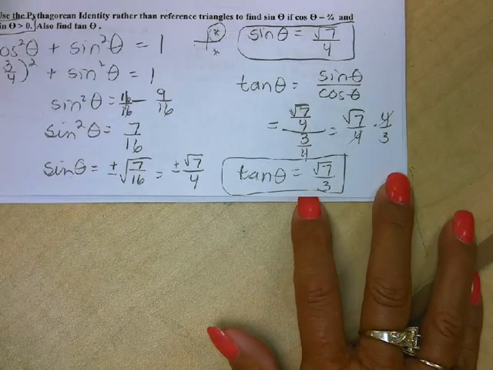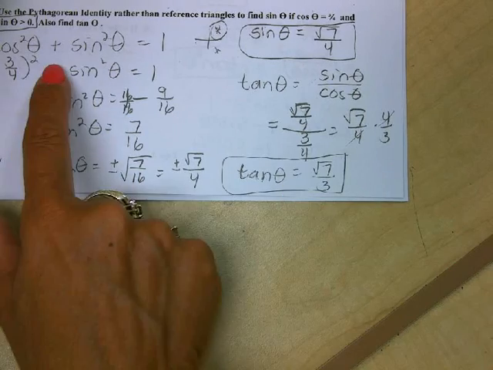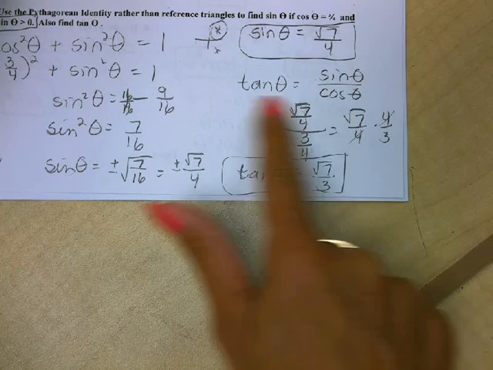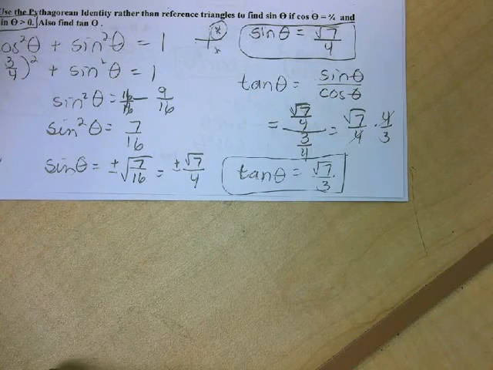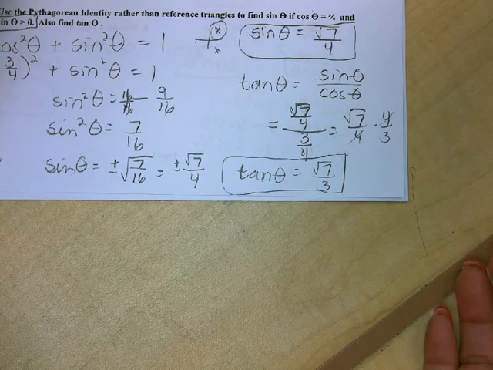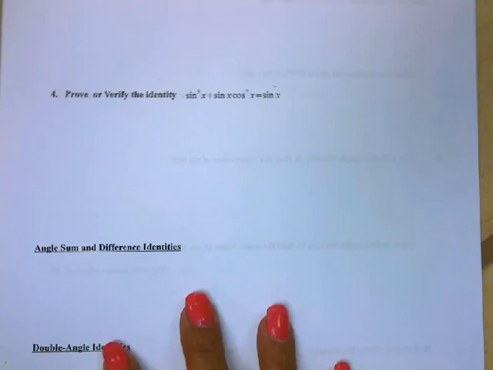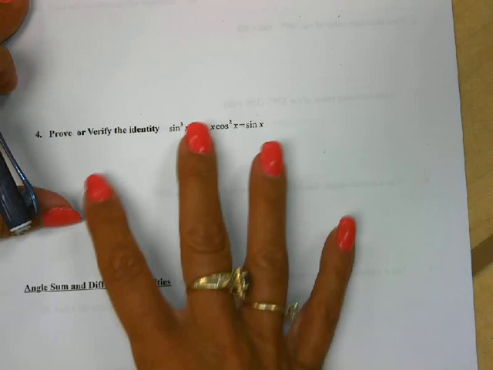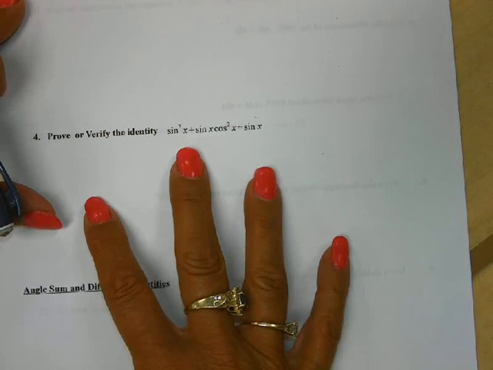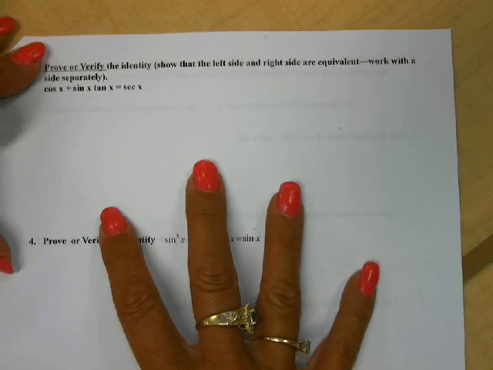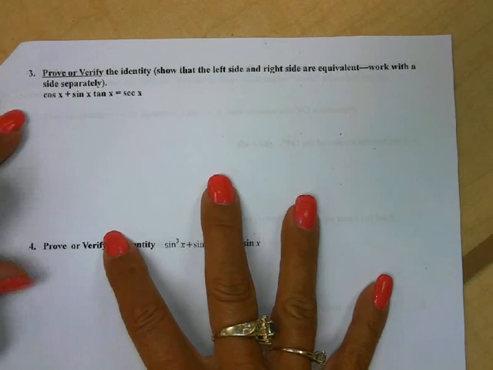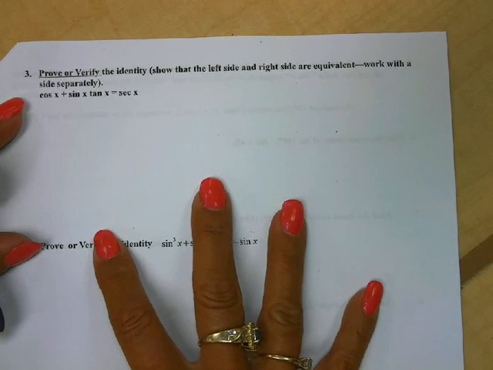So sometimes we can do some manipulation with our identities to help us find some different quantities. We never are finding theta. We'd have to use a calculator to determine that from here, but we used our Pythagorean identity and then used a tangent identity.